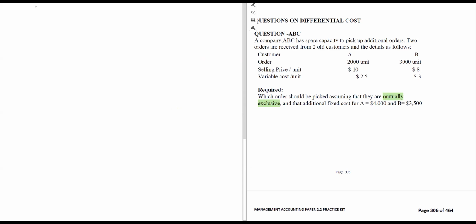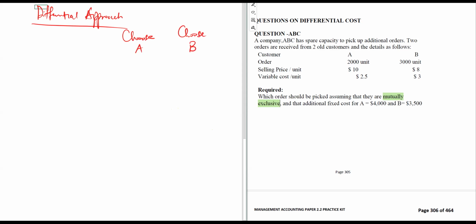That means I have spare capacity to pick up either of them. So, am I choosing A or choosing B, right? If you are using the differential approach, in case I want to use the differential approach, what I'm going to say is that if I decide to choose A, or I decide to choose B, they get it. And then maybe you can bring the differential or the incremental here. Okay, this is how I do it. Other people have different ways. I always like to keep things simple for myself. I hope it makes sense.